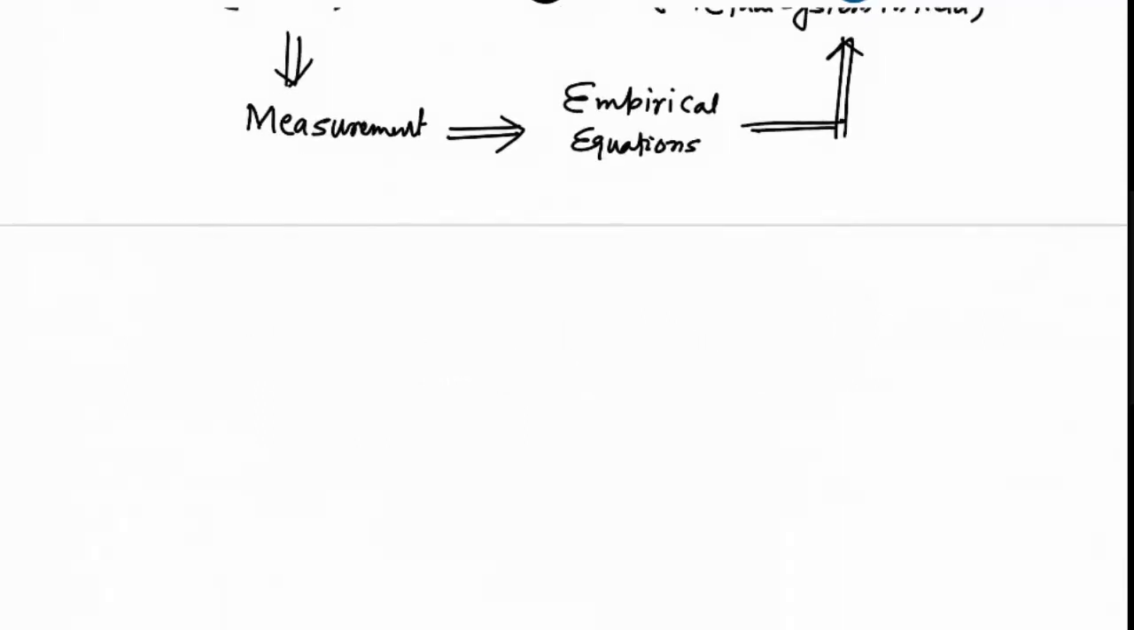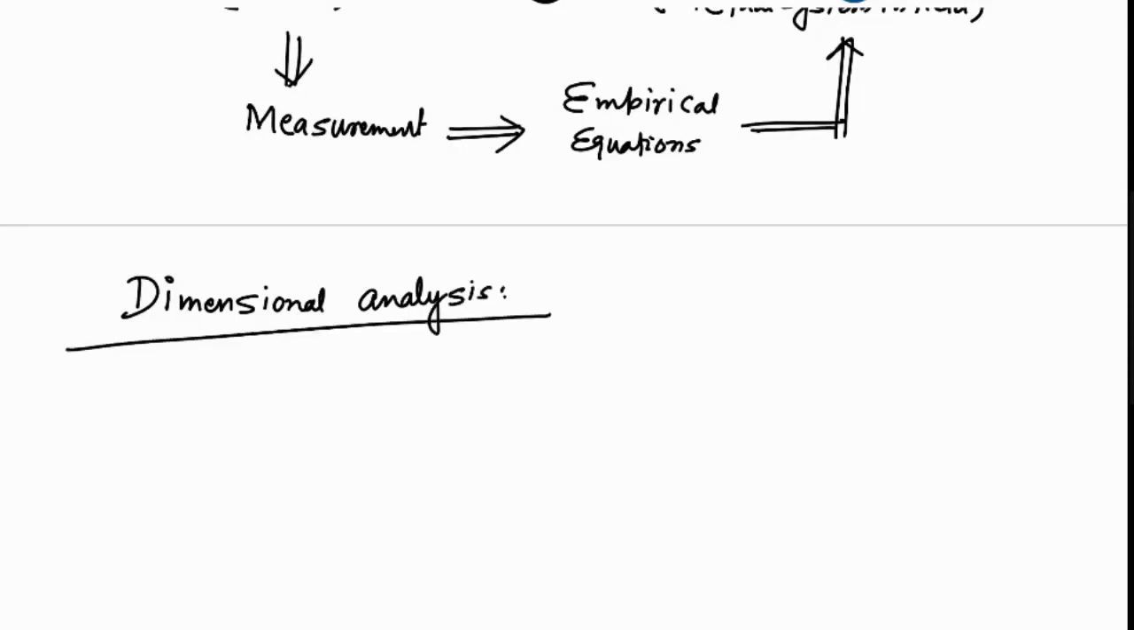Now, this is the idea of similitude, and how this idea is done. This is done through dimensional analysis. Dimensional analysis is very similar to whatever you have learned in your physics course. Dimensional analysis, very simple idea.